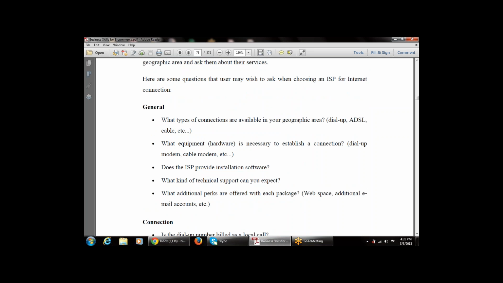General questions include: what type of connections are available in the geographical area, and what equipment or hardware is necessary to establish a connection, whether it may be a dial-up connection, a modem, etc. Then, does the internet service provider provide installation software or not, and what kind of technical support can you expect? So these are the general questions to keep in mind while accessing the ISP account.